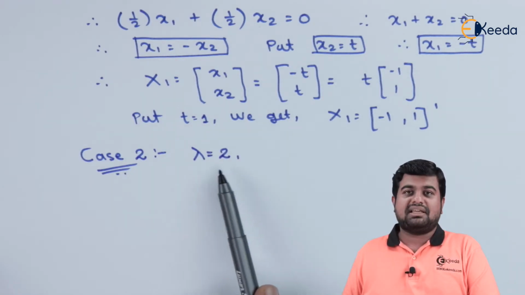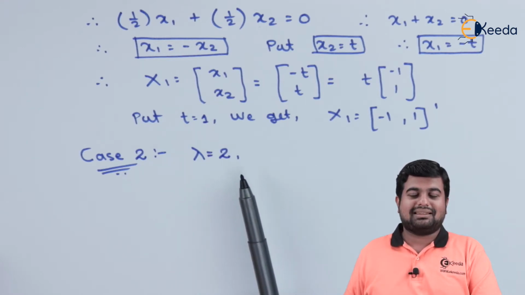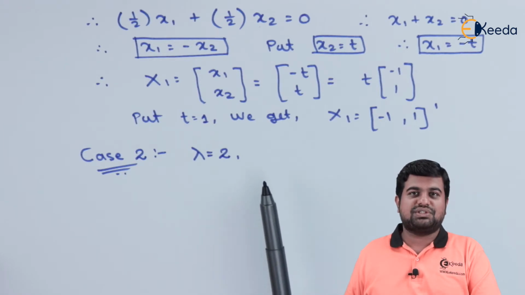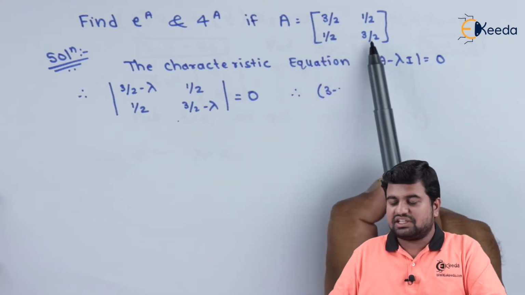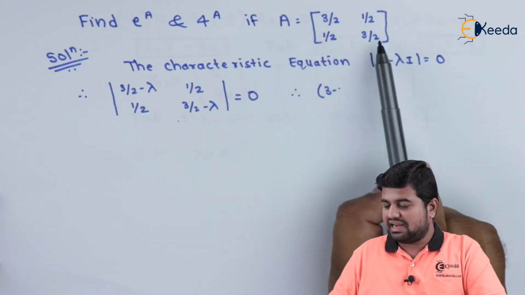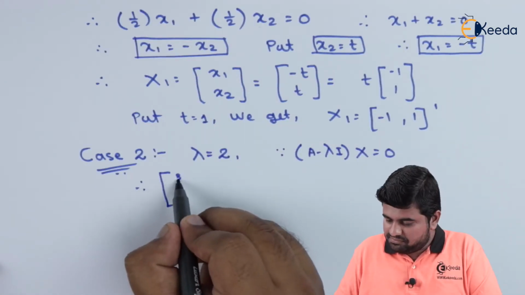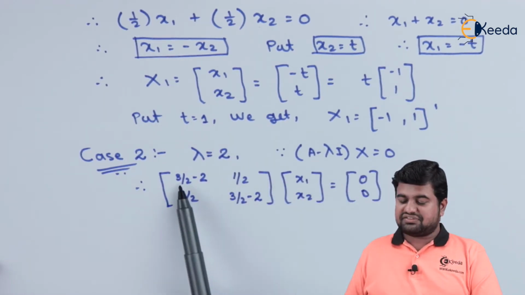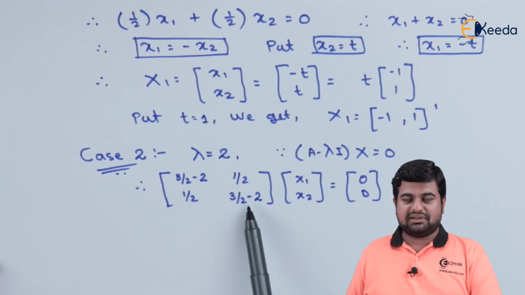So case 2 is lambda is equal to 2. I am going to subtract lambda is equal to 2 from all the diagonal elements. Let us focus on the original matrix. I'm going to subtract 2 from 3 by 2 as well as from 3 by 2, which is going to be minus half and minus half. So here we have subtracted 2 from one diagonal element as well as 2 from the other diagonal element. I'm going to have minus half over here, minus half over here.